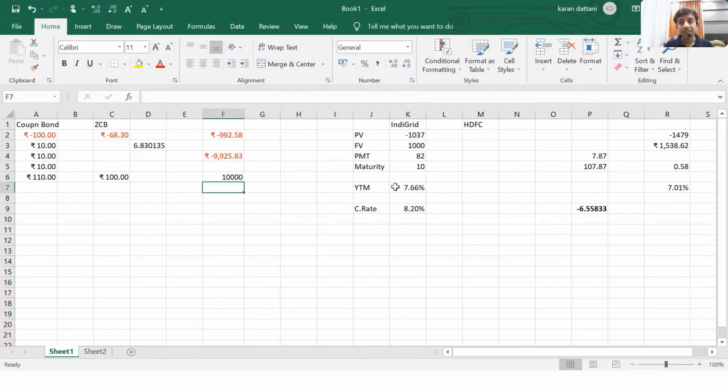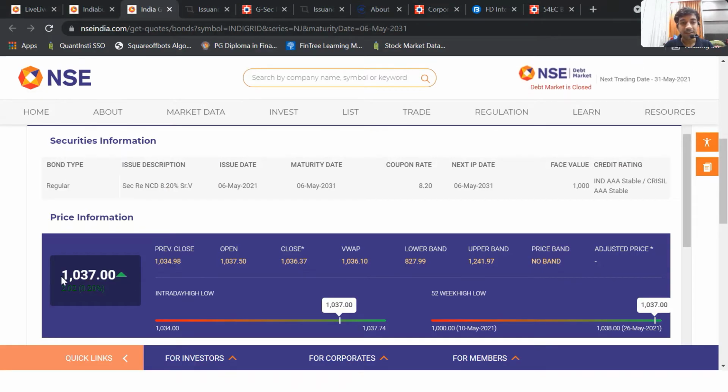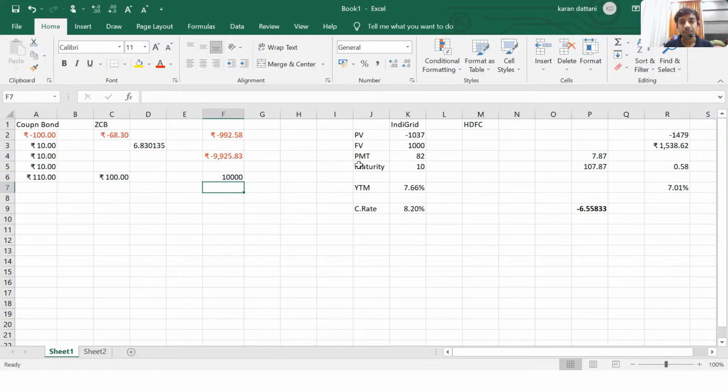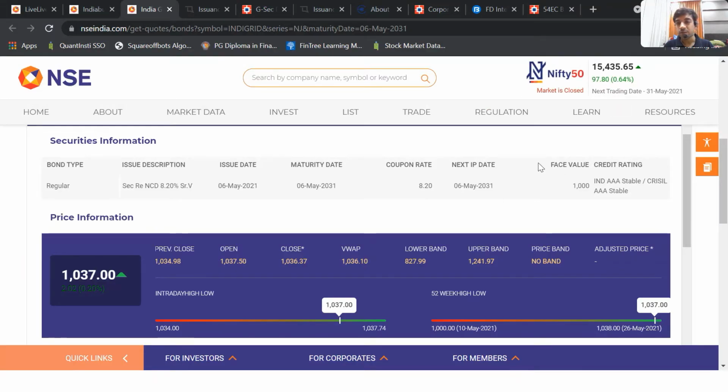Present value, PV, is the market rate at which you can buy the bond. It's 1037. FV is face value, which you can find over here. It's 1000.